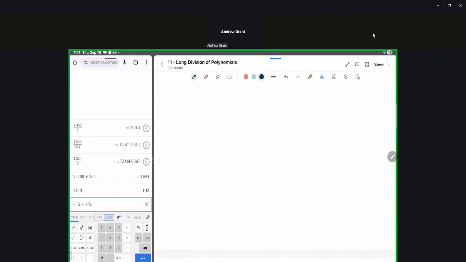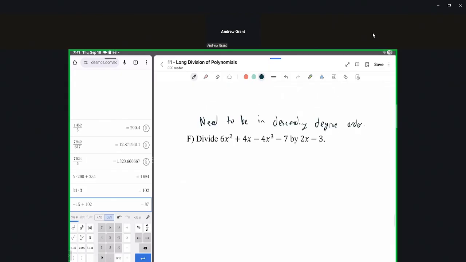Okay, so here we're going to take 2x minus 3 and divide it into... So the first thing we need is a negative 4x to the power of 3. Then we need our plus 6x squared. Then we write our 4x. Then we write our minus 7. This one, they don't care about the corresponding statement, so we won't worry about that.